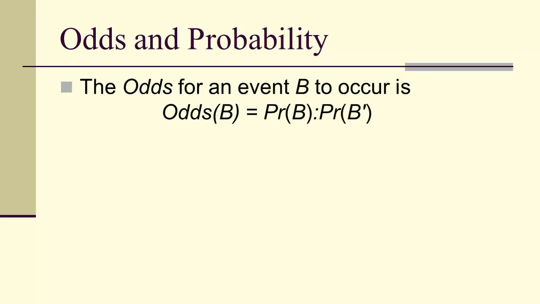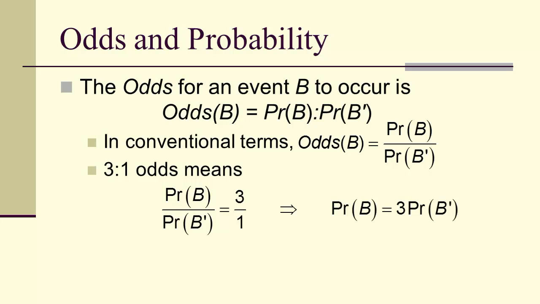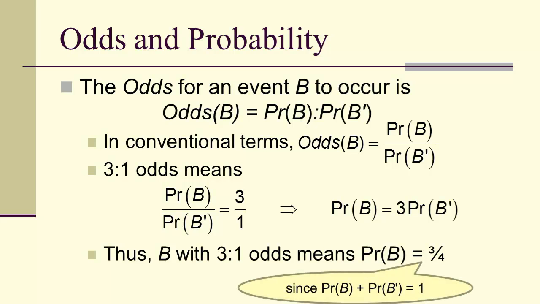So the odds of an event B is the ratio of probability B to probability B prime, or we usually just write it as a fraction. So 3 to 1 odds means that the probability of B to the probability of B prime is 3 over 1, or the probability of B is 3 times the probability of B prime. And so B with 3 to 1 odds means the probability of B is 3/4, because the probabilities have to add up to 1.